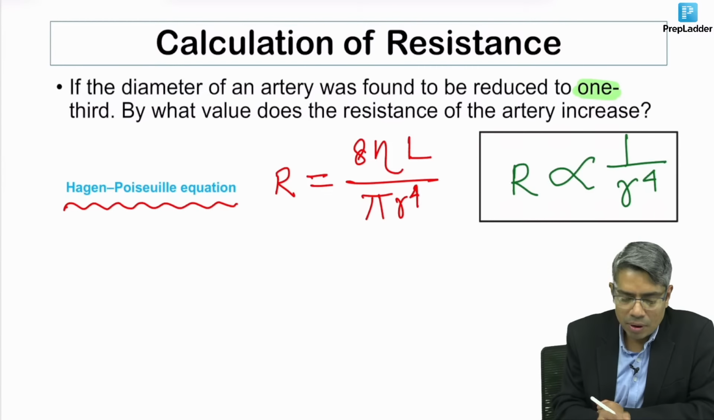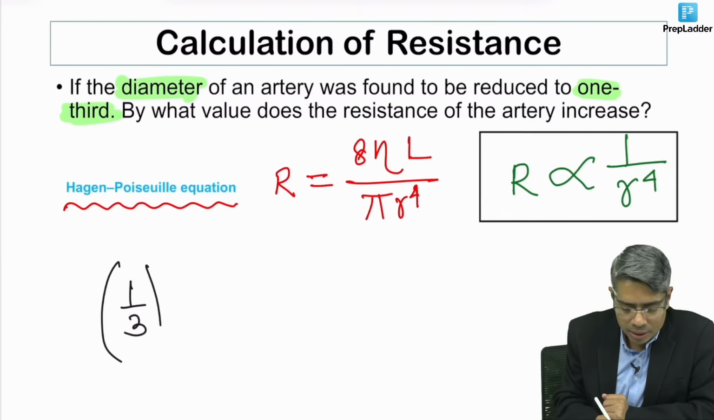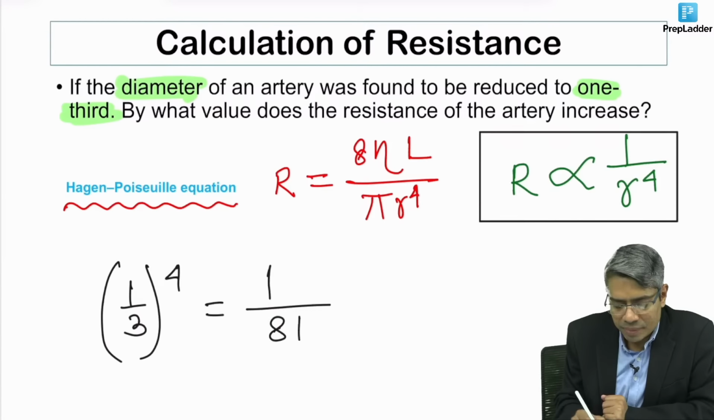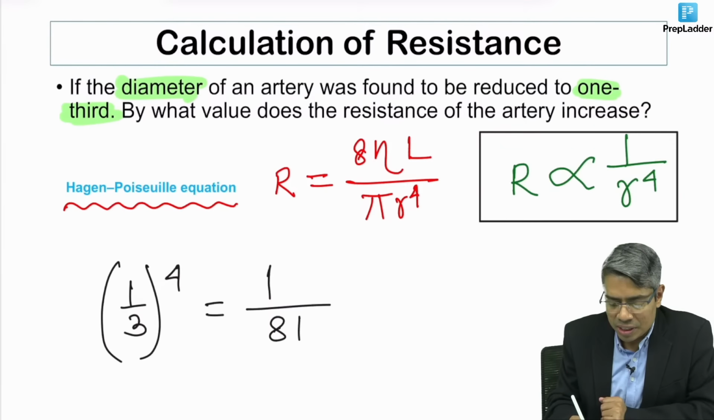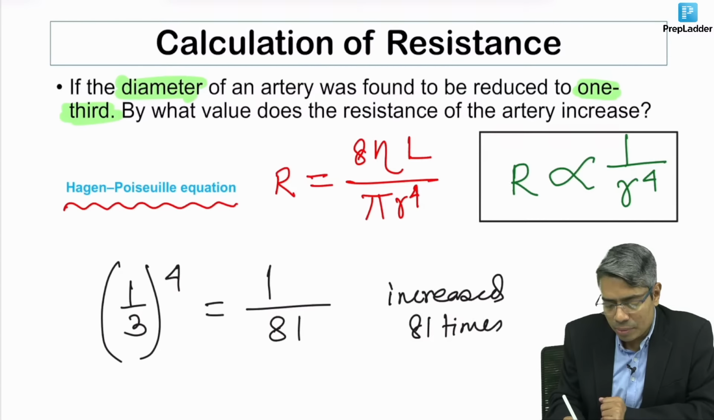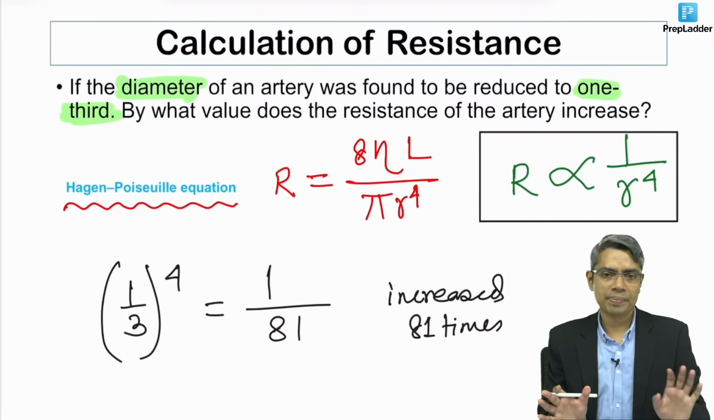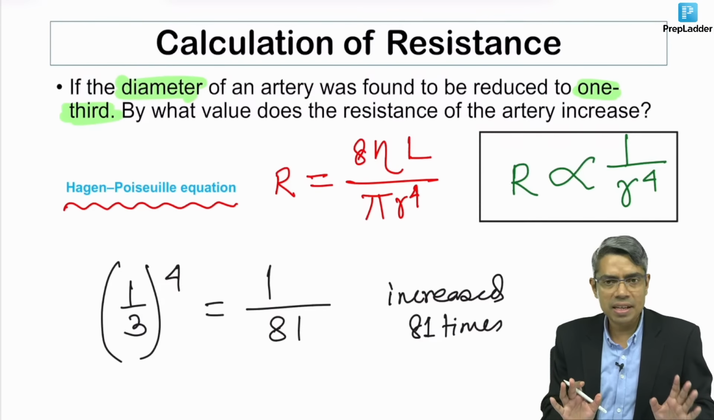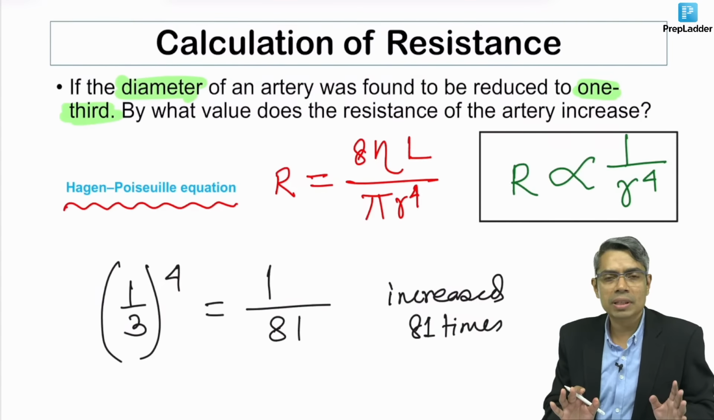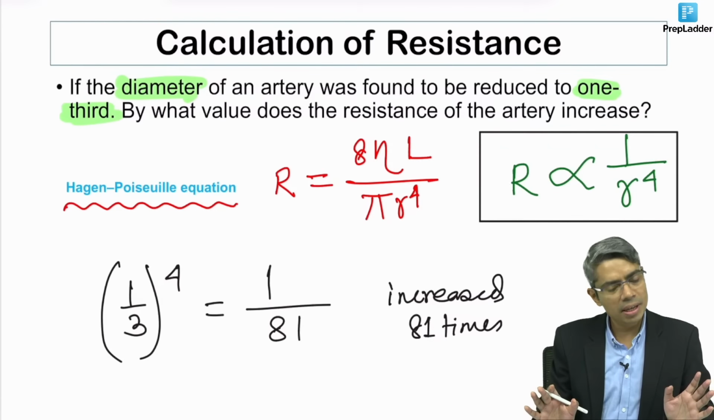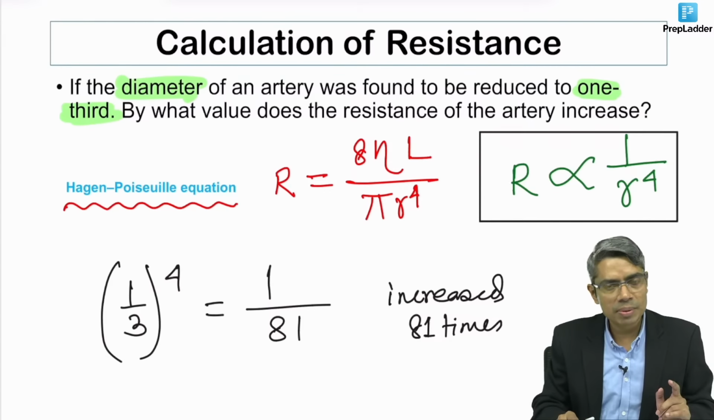Now if you look at the question, yes, very good, all of you have given the correct answer. Radius or diameter, whatever you say, it is reduced to 1/3. So, whenever you are getting this number 1/3, just make it to the power 4. That means it is 81. So, how much is the resistance going to increase? There will be an increase in resistance, that is 81 times that of normal. Getting my point? Very simple.